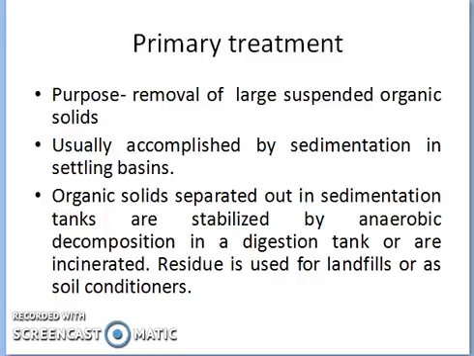The organic solids which are separated out in the sedimentation tanks in primary treatment are often stabilized by anaerobic decomposition in a digestion tank, or they are incinerated, and the residue is used for landfills or as soil conditioners.